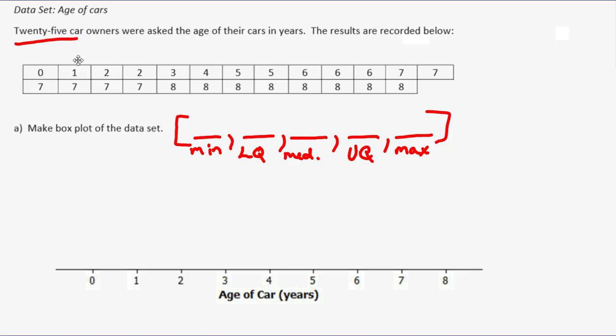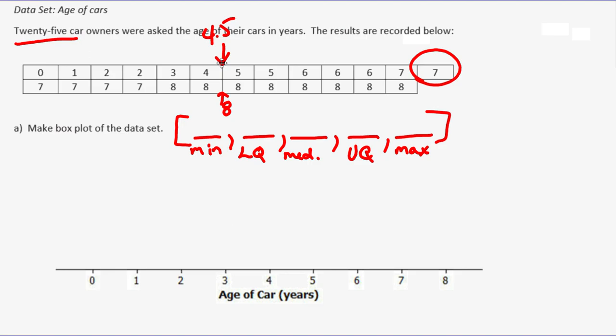But since there's 25 car owners, that means there would be 12 numbers on each side to get to our middle number. And so our middle number is 7. So that would be our median. So if this is our boundary here, we're then going to have to calculate the median of our lower half of our data, and that would be our lower quartile or quartile 1. And we're going to have to find the median of our upper half of our data. That would be our upper quartile or quartile 3.